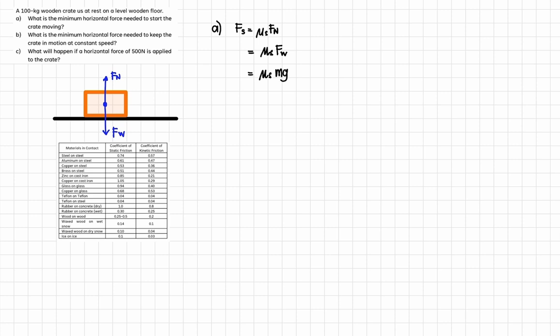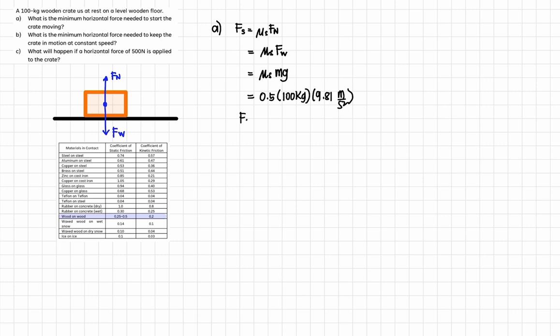So our coefficient of static friction can be found on the table. We have here a wooden crate on a wooden floor. So wood on wood is here. If you notice, it's a range of values, 0.25 to 0.5. So you can just choose any value there. So let's choose 0.5. So 0.5 times the mass of the crate, which is 100 kilograms, and the acceleration due to gravity is 9.81 meters per second squared.